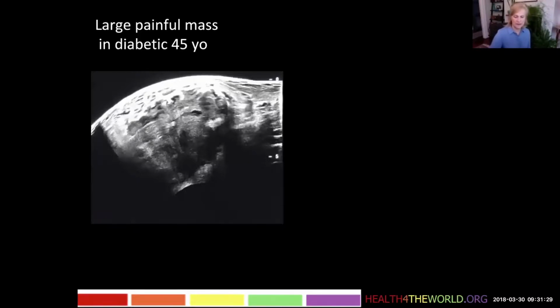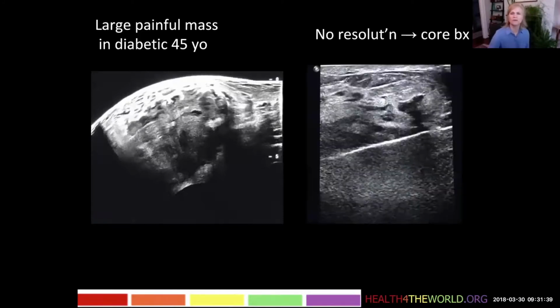Turns out this was a diabetic patient, and she had no resolution with the various treatment methods. So we did a core biopsy just to make sure it wasn't cancer. We didn't think it was, but here's the needle going through the area in biopsy, and turned out she did have some E. coli and a lot of fat necrosis, and turns out that she had insulin there because she had been injecting her insulin into her breast because it was a nice, soft, convenient place. So the insulin injections were causing fat necrosis as well as the infection, so not a great idea.